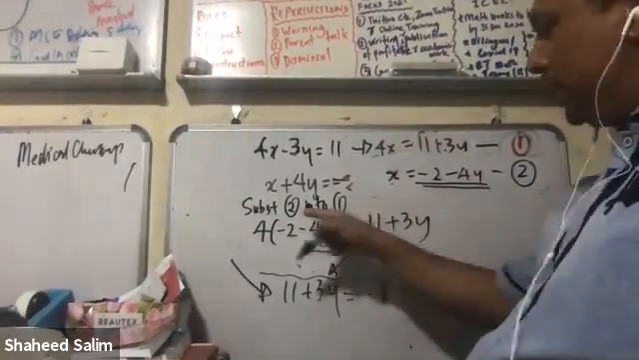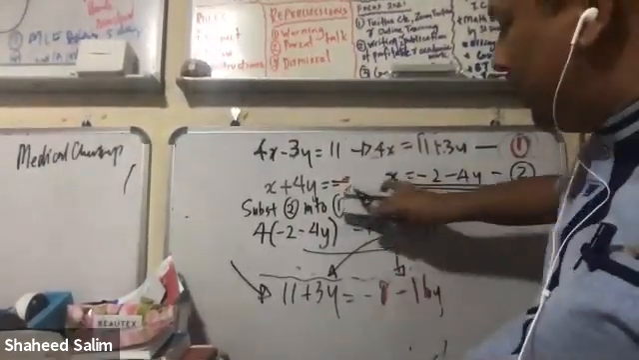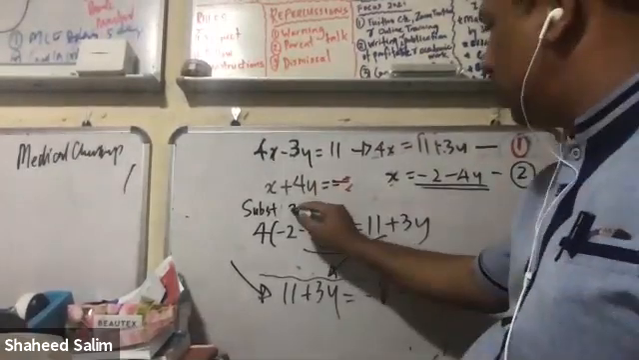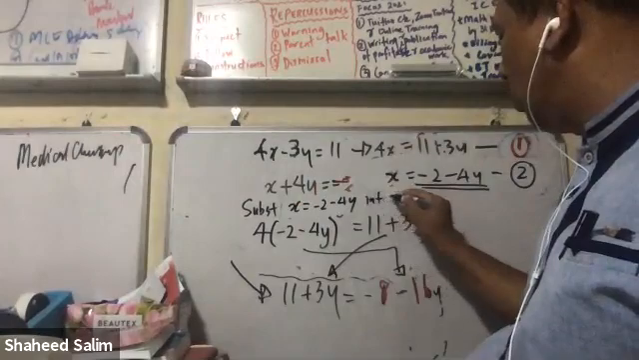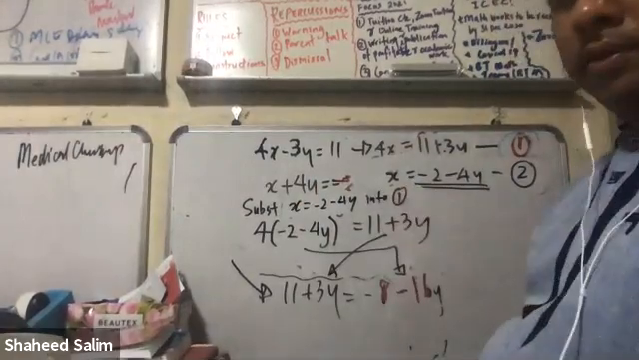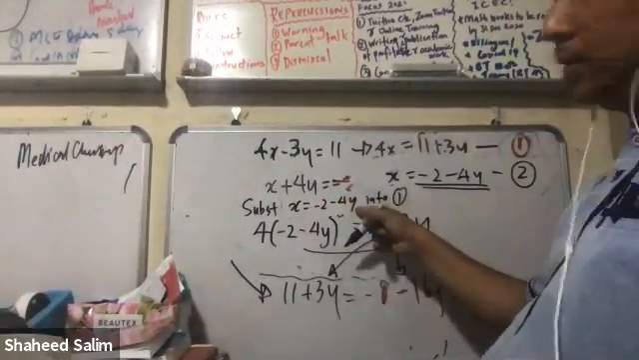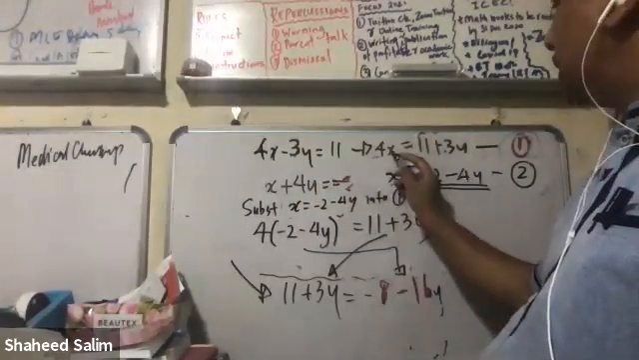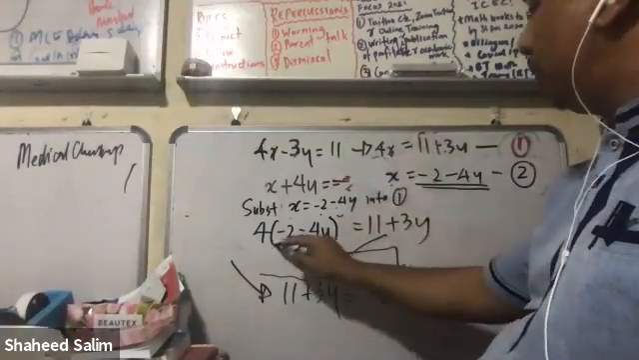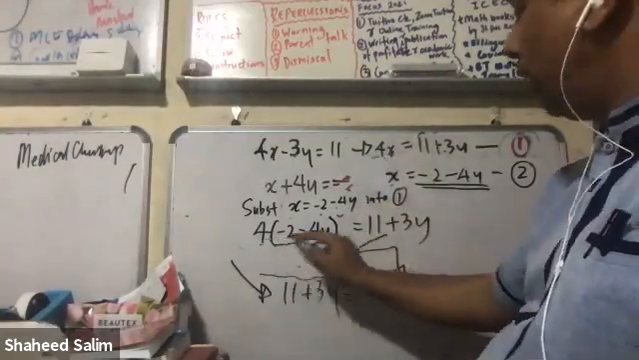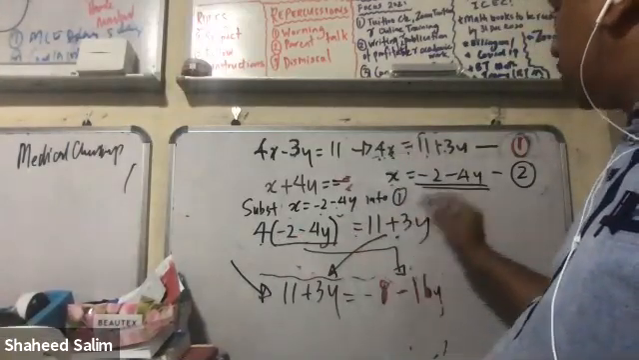Are you confused by this? If you are confused by this, I'm going to put it like that: substitute x equals to -2 minus 4y into 1. It's the same thing, no? This is substitute, this is equation 2. So what is x? The value is -2 minus 4y. So for x, I put this value here. This is 4x. 4x equals to 11 plus 3y.